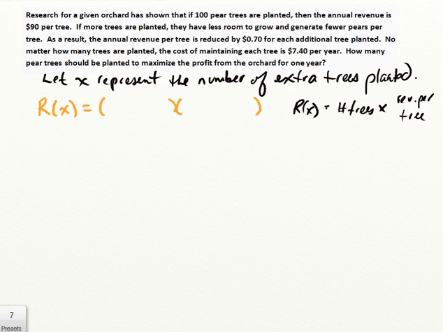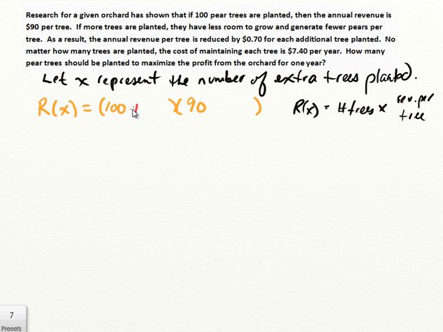All right, so going back to our equation, we know that currently the orchard has 100 trees planted, and the revenue per tree is $90. Okay, we're thinking of changing that though. We're thinking of increasing the number of trees planted. All right, so that would increase this 100.